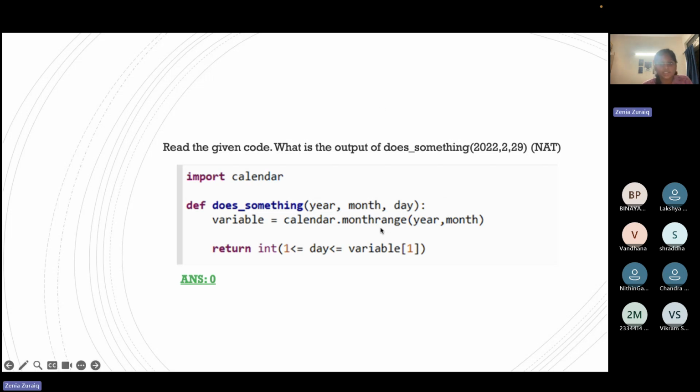Yes, this function is giving the range of dates in a month, but that's not what it is returning. It's returning, as you very correctly said, zero. The function is checking for the range of dates in a month, and it is checking whether the date you provide as input falls in that range or not. So that is the idea. Can anyone tell me what this function month_range does, or what it returns?